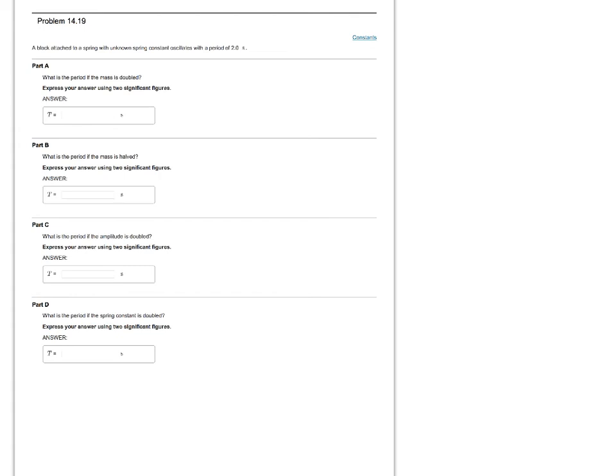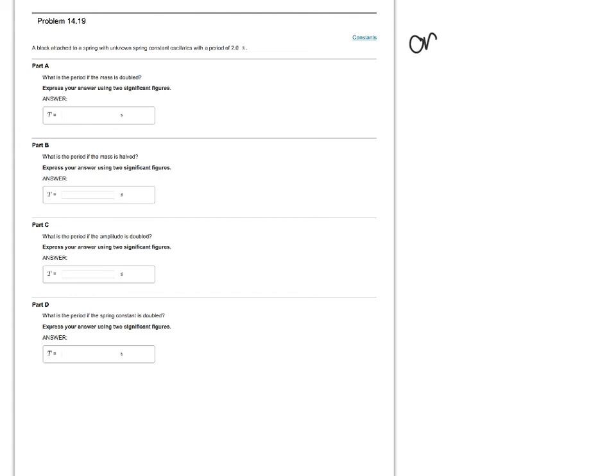For this problem, we have a block attached to a spring with some unknown spring constant that's oscillating with a period of 2 seconds. And we're asked about a bunch of different scenarios of what would happen to the period if we change various parameters here. So this is one of those ones where we're going to want to do our new and our original.